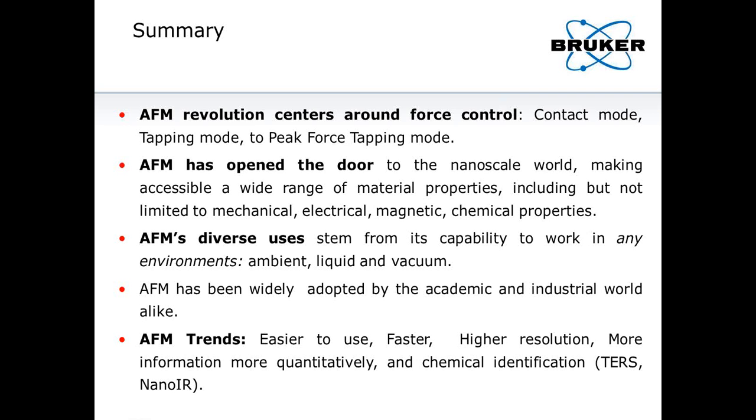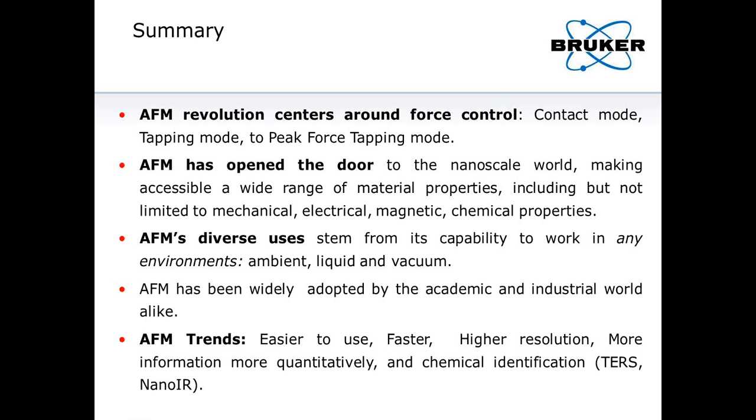And as you have seen, it has very diverse use, and this really benefits from the fact that it works not only in high vacuum, it works in ambient, in air, and it works in liquid. And it has been used by academic users and also industrial users.